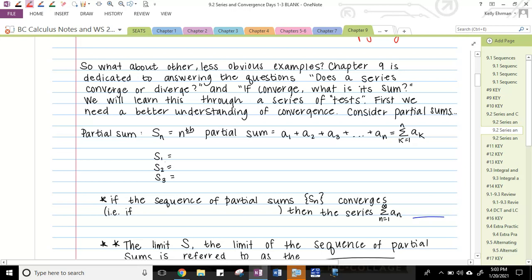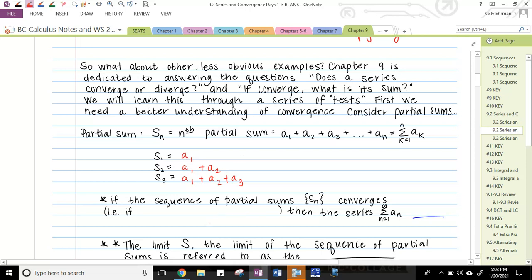So S of 1 would be, I'm just going to use the first term. That's good enough, that's the sum of the series. Probably not a very good thing to practice. S sub 2, the second partial sum, would be the first term plus the second term. S sub 3, the third partial sum, would be the first three terms added together.